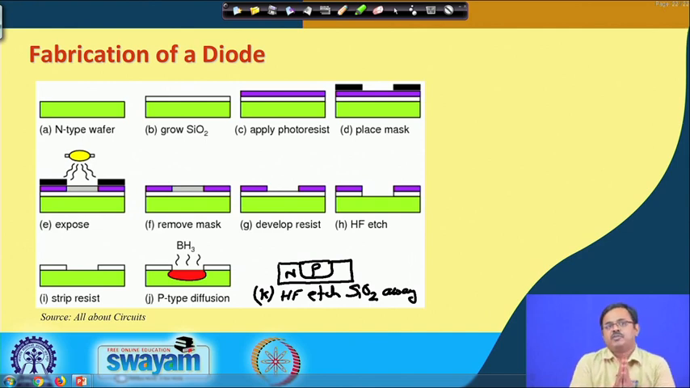So, this is a microfabrication technique by which we have fabricated a diode using microfabrication processes. And this microfabrication process is very commonly used and can be used to make a bunch of semiconductor components like this. Diode and transistor are just two examples.